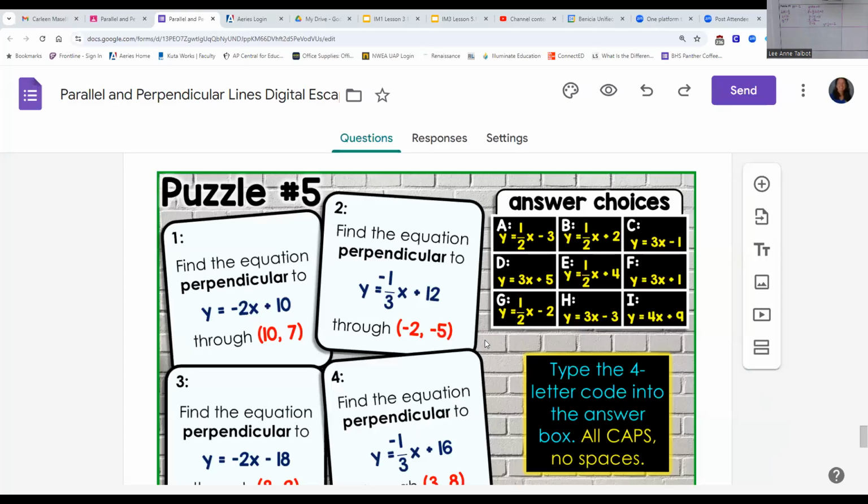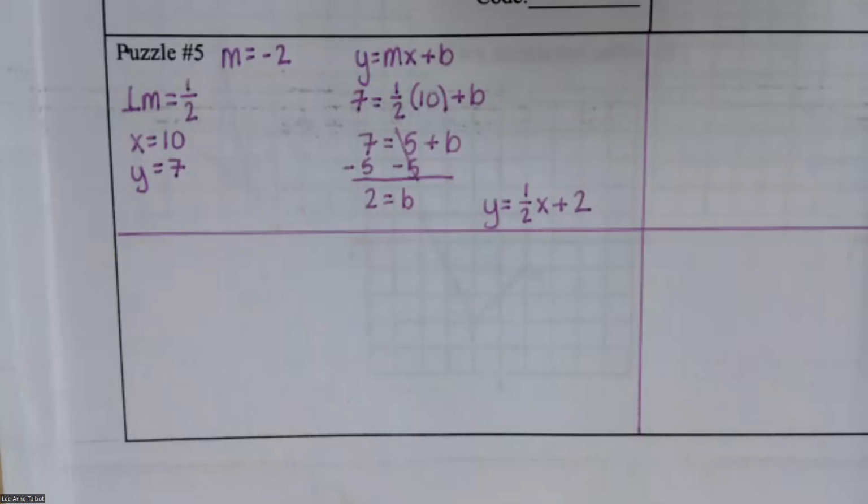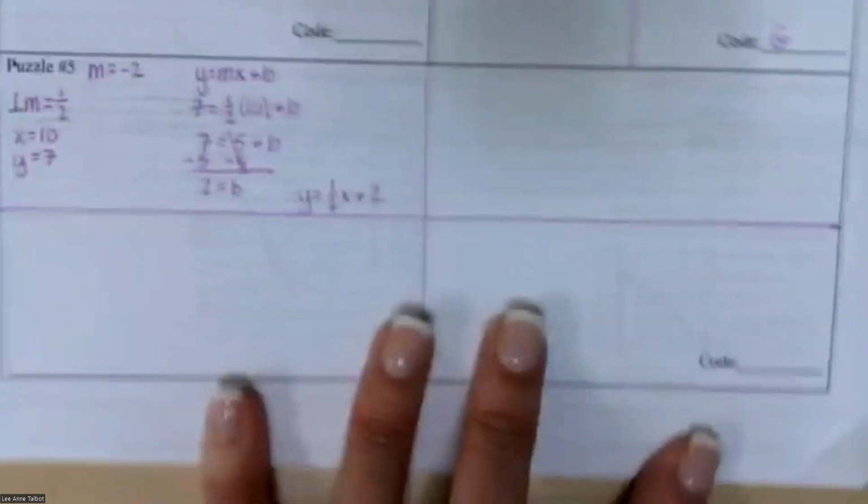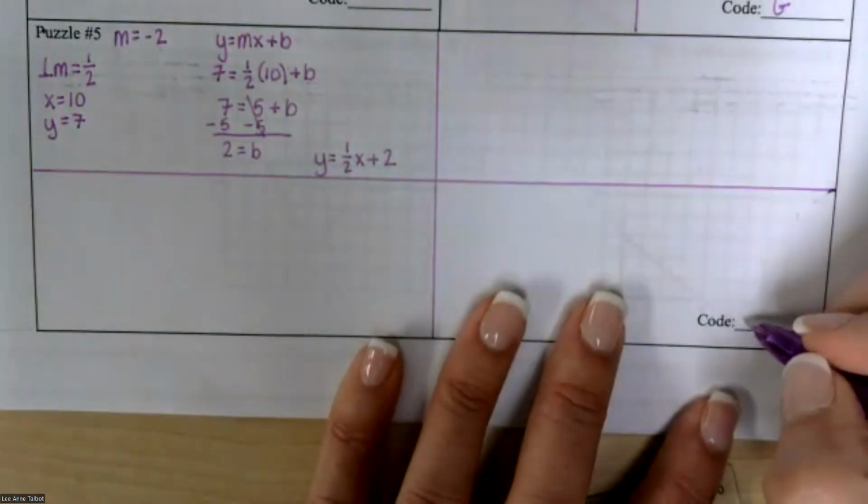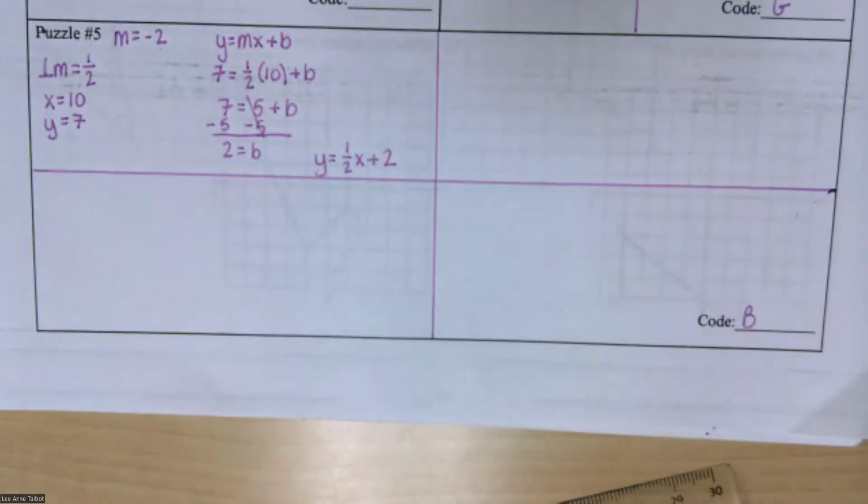Okay, which one is 1/2 x plus 2? B. Excellent. Okay, so come over here to your little code. First one is B. Okay, do you guys think you have all the tools now to be able to finish this up? You have one of each in each thing, but puzzle 3 is just like puzzle 2, so you're gonna have to look at puzzle 2 for puzzle 3.